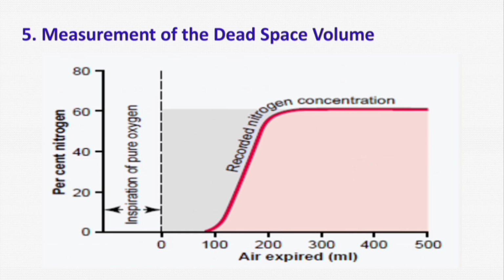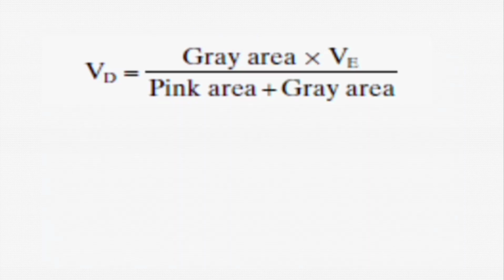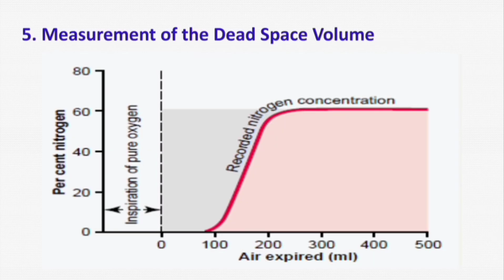Now, this gray area represents the air that has no nitrogen in it, and this area is a measure of the dead space volume. And by using this equation, that is dead space Vd is equal to gray area multiplied by Ve, where Ve is the total volume of expired air, divided by pink area plus gray area. So, this one is gray area and this one is pink area. We can calculate the dead space.